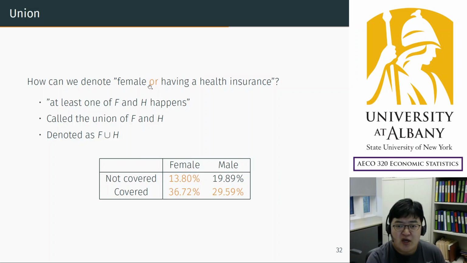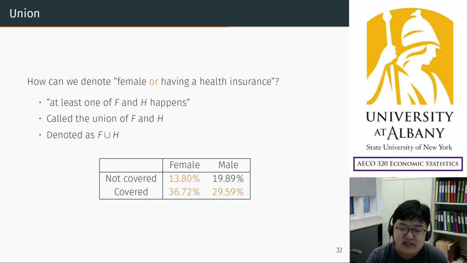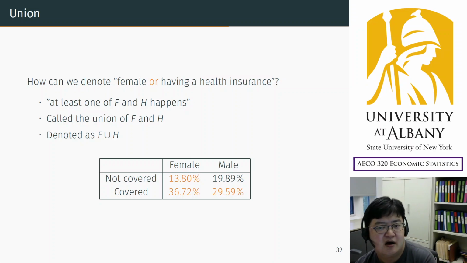So we can think of our basis events as female and health insurance, F and H. And then based on them, we can think of a new event defined as female or having health insurance. What is the probability that a person is female or the person is covered?